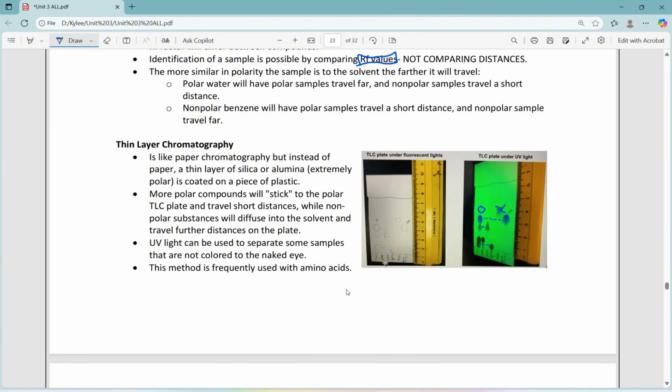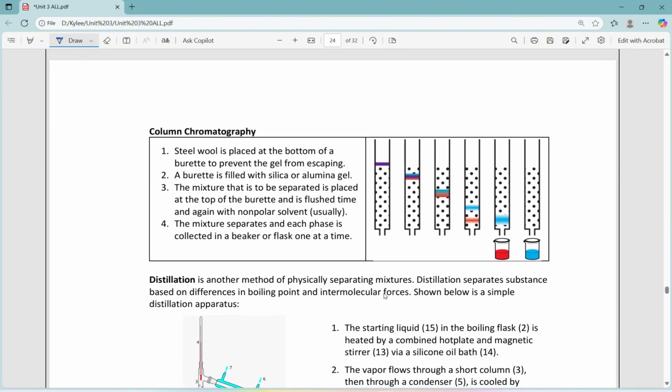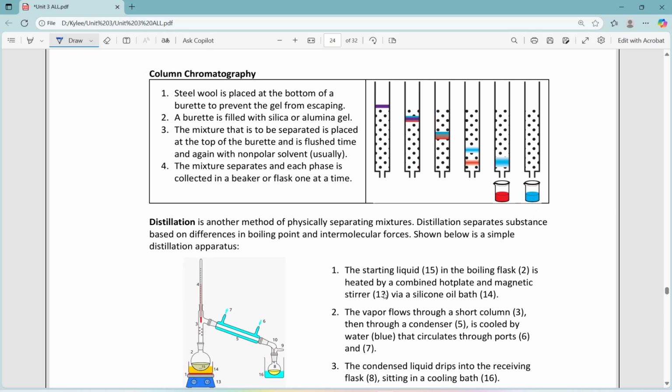We're always going to be comparing to known values or known standards. Thin layer chromatography is used a lot in organic chemistry. So if you go on to college and take Chem, you're going to be doing some TLC plates to look at different compounds. Next is column chromatography.